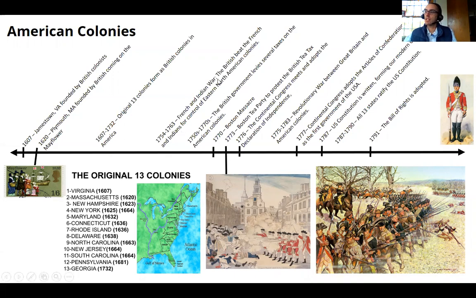You have the French and Indian War, where the British beat the French and Indians on the same side. The British beat them for control of the Eastern North American colonies. That's in the 1750s, 1760s. 1750s to 70s, the British government levies several taxes on the American colonies. You have the Stamp Act, the Sugar Act, the tea tax. And so the American colonists, we'll call them Americans, they had their own identity.